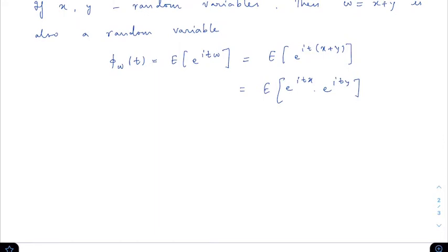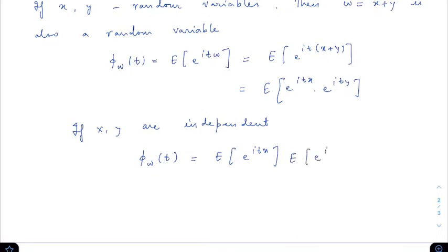Now, if x and y are independent, then expectation value of the product of some function of x and some function of y is equal to the product of the expectation values of the respective functions. So we can write the characteristic function of W like this. Or in other words, the characteristic function of the sum of independent random variables is just the product of their individual characteristic functions.